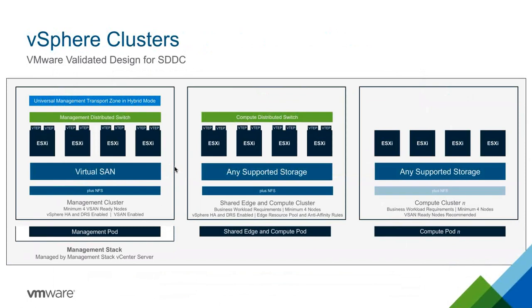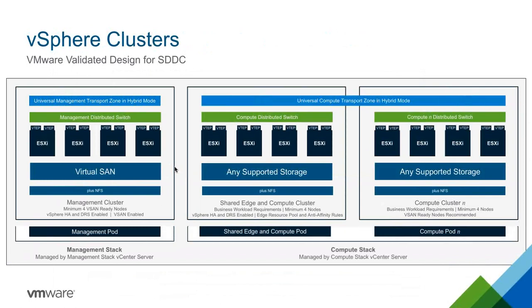again, I can use any supported storage, but each one is going to have its own distributed switch built. Across that top layer, I'm going to add those all to a universal transport zone. This gives me the ability to deploy a universal distributed logical router, link logical switches to that UDLR, and then that UDLR can connect up to edge devices that are deployed in my initial shared edge compute pod.